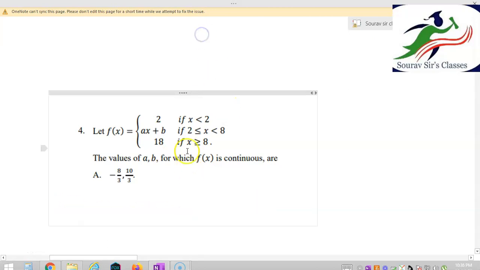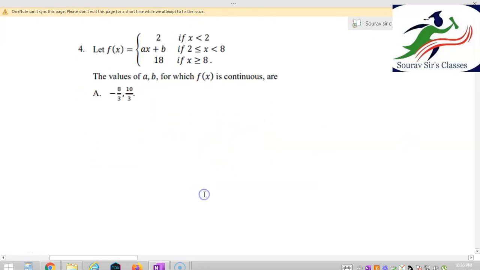It is from calculus, mainly from continuity. The question says that f(x) is equal to 2 when x is less than 2, f(x) is equal to ax plus b if 2 is less than or equal to x, strictly less than 8, and 18 when x is greater than or equal to 8. Then the values of a for which f(x) is continuous are... So I have to find the values for which f(x) is continuous, right students?